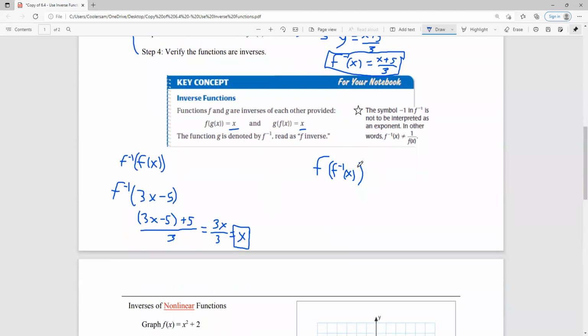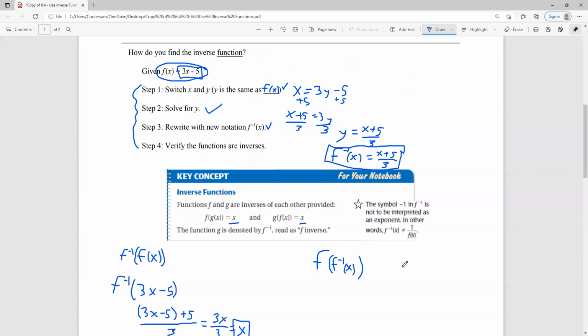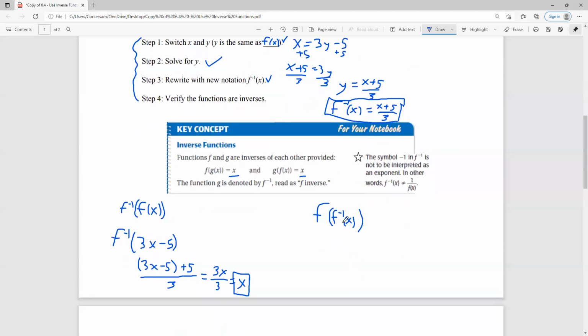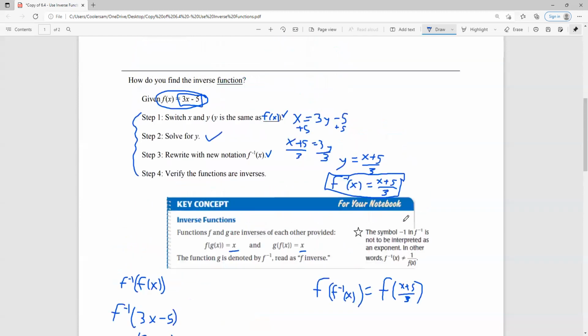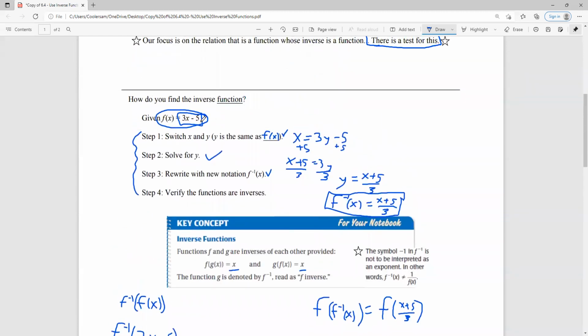Okay, let's do it the other way around and see if we get the same result. So now the difference is this one, we're starting off with our inverse function. So I'm going to just write equals here. So I'm going to have f of my inverse function, x plus 5 over 3. Now I'm going to take all of this stuff here and I'm going to plug it into my f of x function.